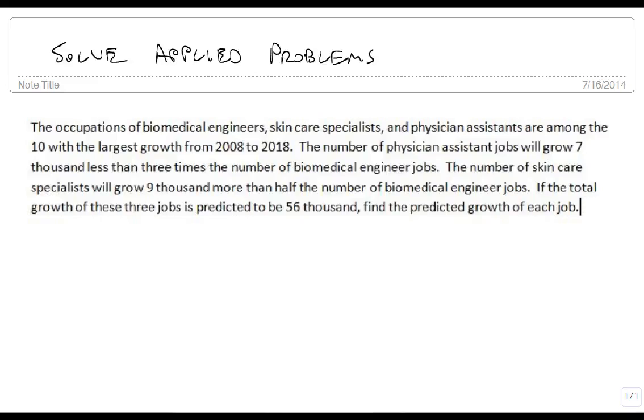We are now going to solve applied problems using the steps to solve applied problems. So the first thing we're going to do is read the problem.